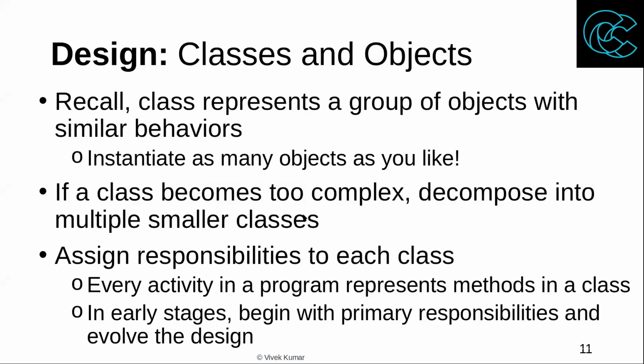And if you start noticing that a class is taking up too many responsibilities, then you can break it up into smaller classes. Right? So that's the second one. And you can start assigning these responsibilities, which are nothing but the methods, to each of these classes. And then you start thinking about the interactions. How will one object interact with the other object of a different class?